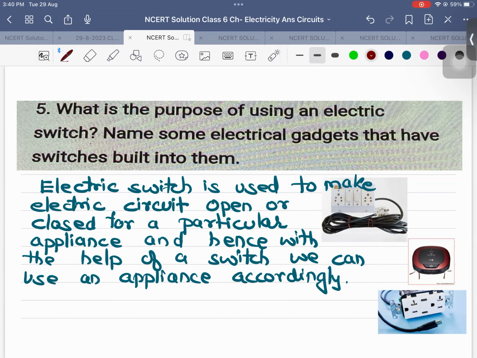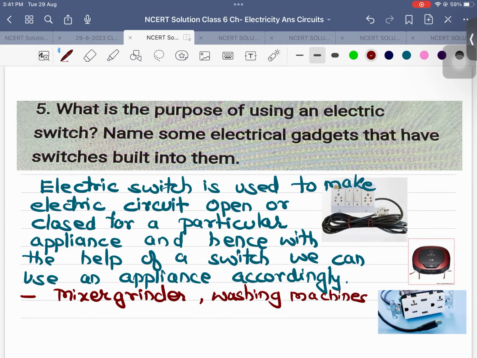Electrical gadgets that have switches built into them are mixer grinder, washing machines, electrical switches, etc.